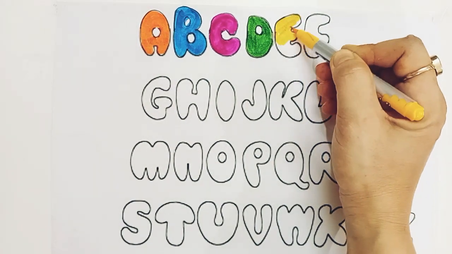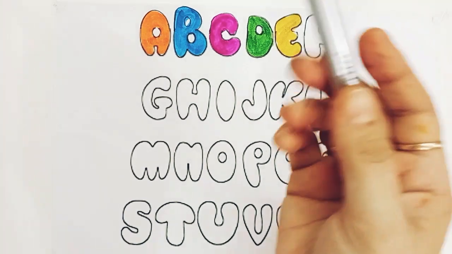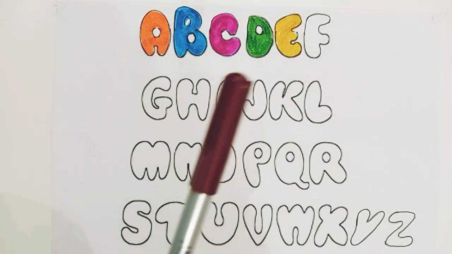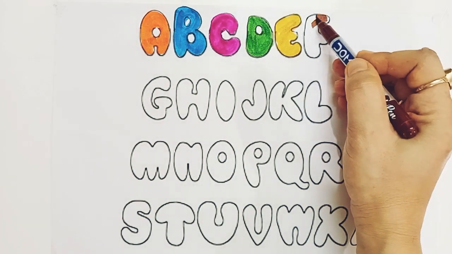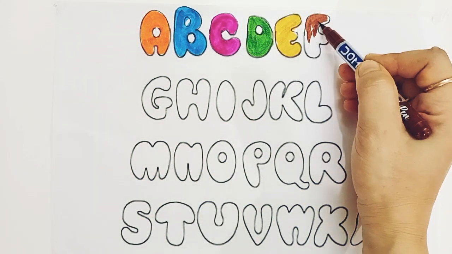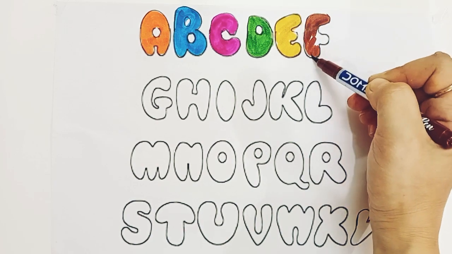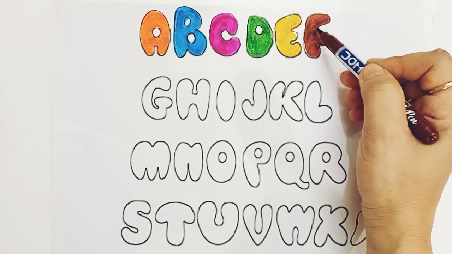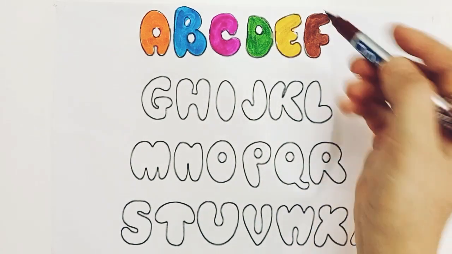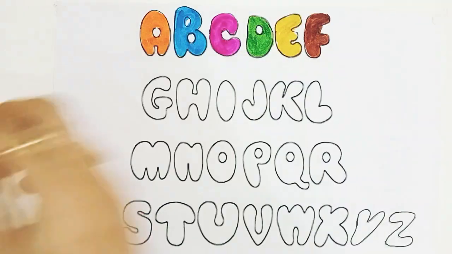E. E for elephant. Yellow color. Brown color. F. F for fish. Brown color.